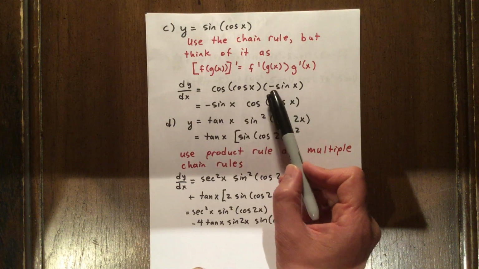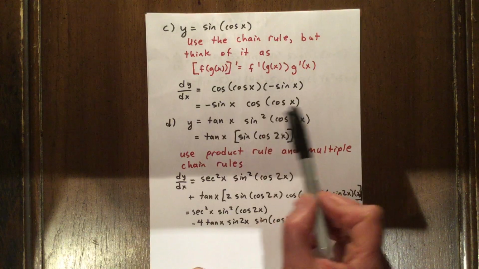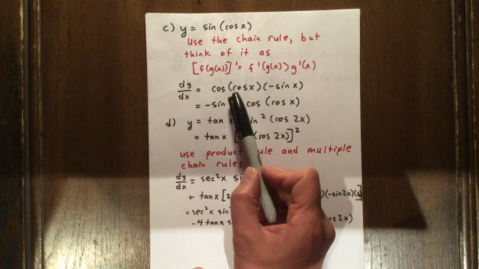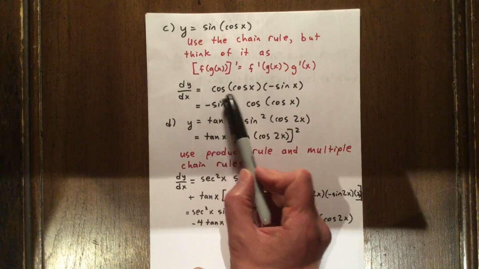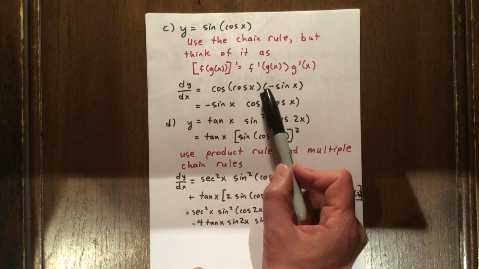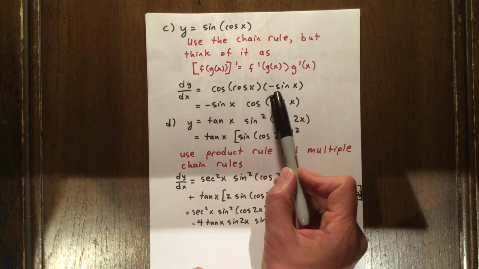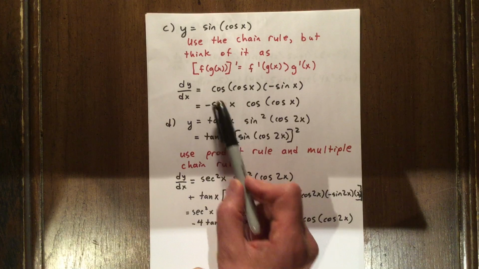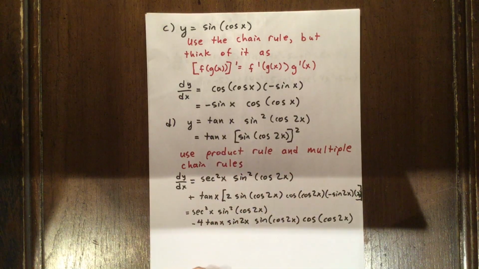So we can take this and put it in front. That's kind of a good thing because it reminds us that this negative sine x is not multiplying cos x. Cos x is the angle to cos. This is its own entity here. But that negative sine x afterwards is multiplying the entire result. So we can take the negative sine x, put it in front, and we call it negative sine x times the cos of cos x.